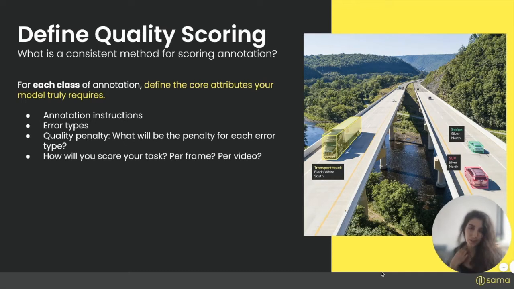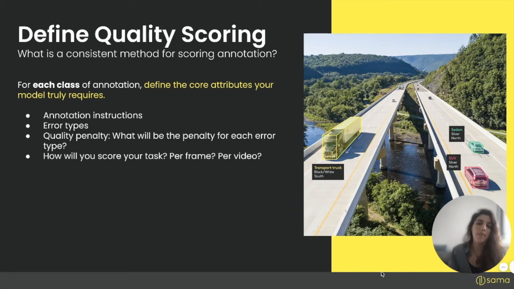So lastly, I would say, how will you score your task, per frame or per video? This can be changed. For example, if you do have object tracking, you want to track a specific object ID. So you decided that your vehicle is going to be instance. So you want to have specific instance of those vehicles. Do you want that vehicle to be tracked across the whole video, across all the scene?